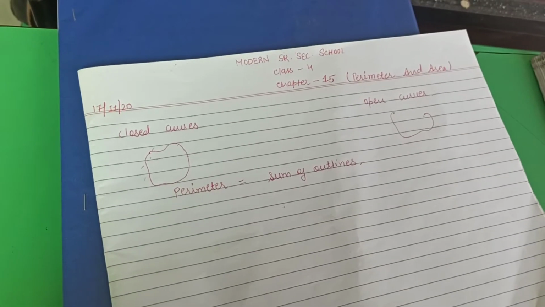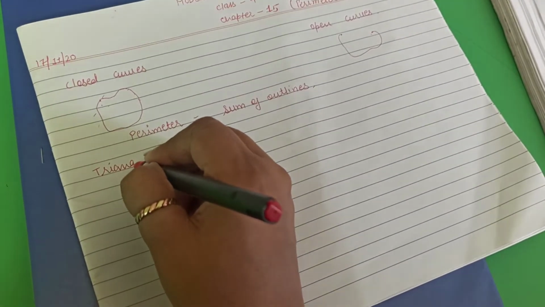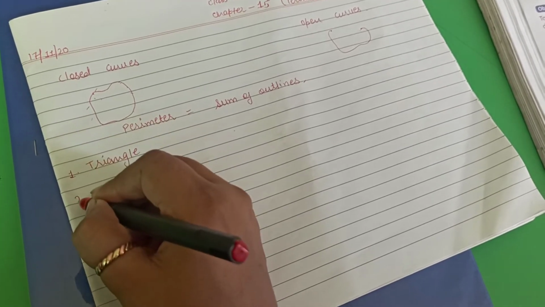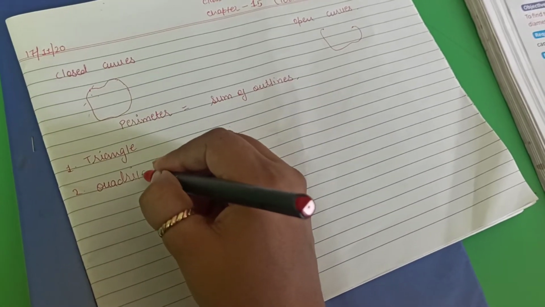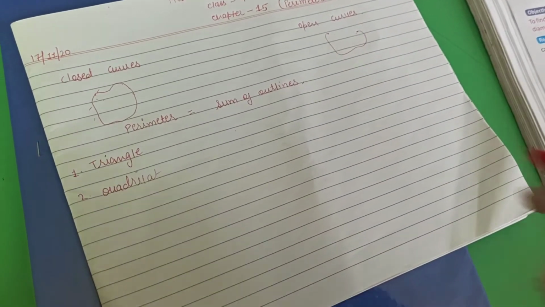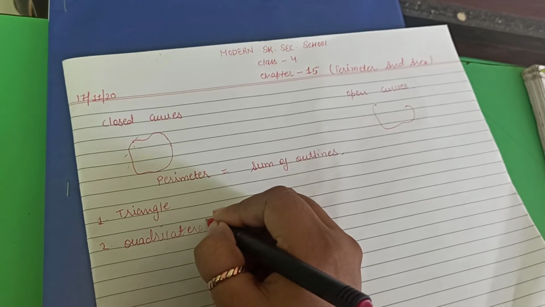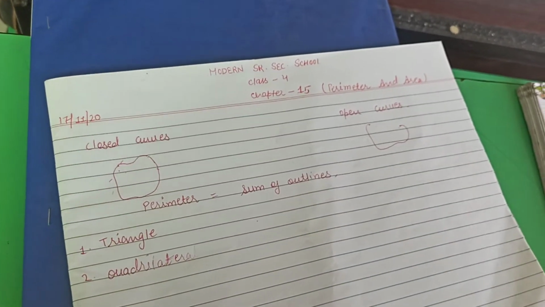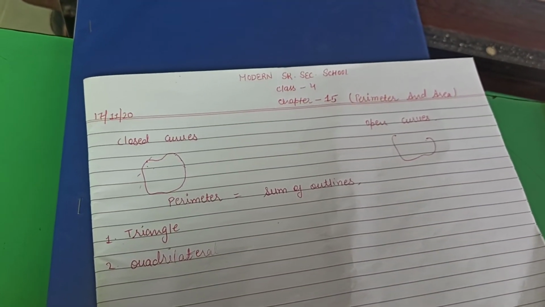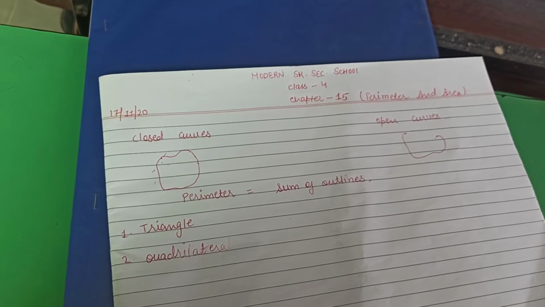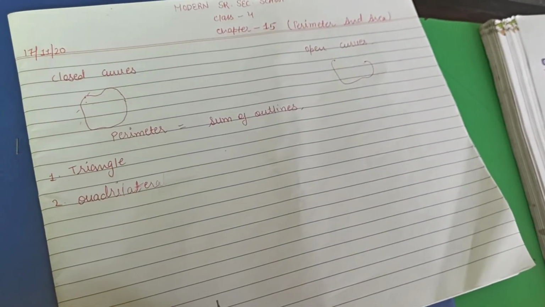In this we will study about the triangle. Second one is quadrilateral. Right? About the quadrilateral. So in quadrilateral also there are square, rectangles that we discuss. So first of all we will discuss about triangle.